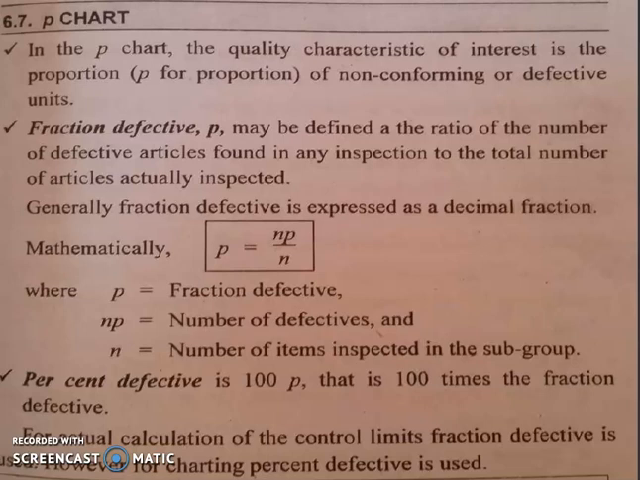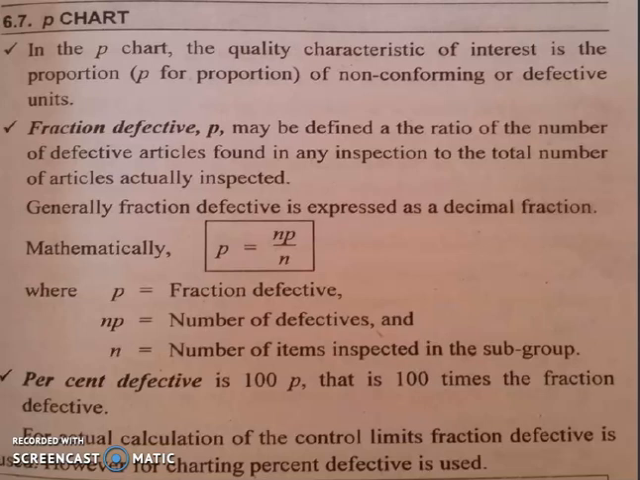P chart is for number of defectives data when the sample size is variable. So here you are going to construct the P chart for fraction defective, that is the ratio of the number of defective articles found in any inspection to the number of articles actually inspected. That means P, the fraction defective, is equal to NP divided by N. Here NP is one symbol, it is not N multiplied by P. NP is one symbol.